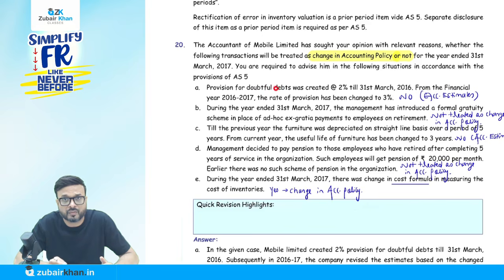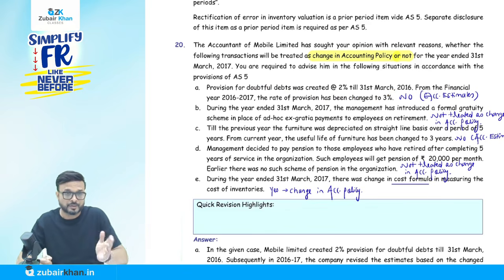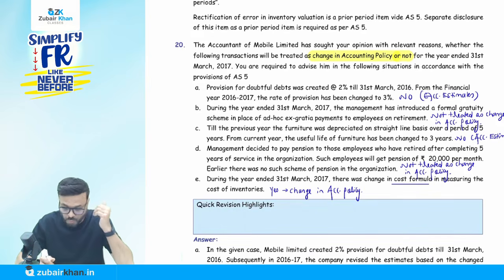A provision for doubtful debt was created at 2% till 31st March 2016. Now from the financial year 16-17, the rate of provision has been changed to 3%. No problem. Previously we created a provision of 2%, now we're creating 3%. This is not a change in accounting policy. They ask you whether it's an accounting policy or not. No, it is not an accounting policy. It's a change in accounting estimate. Or you can just write it down: change in accounting estimate, not a change in accounting policy.